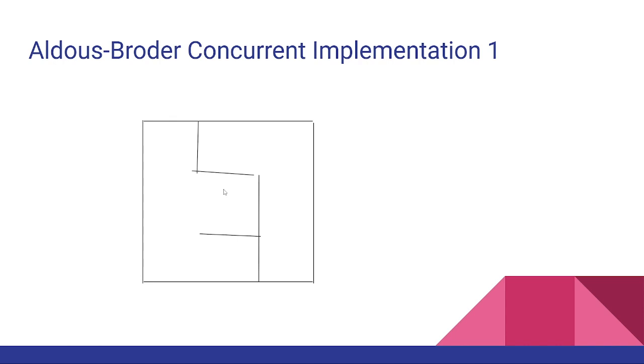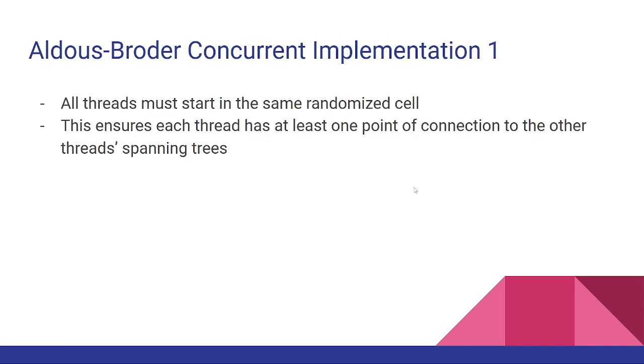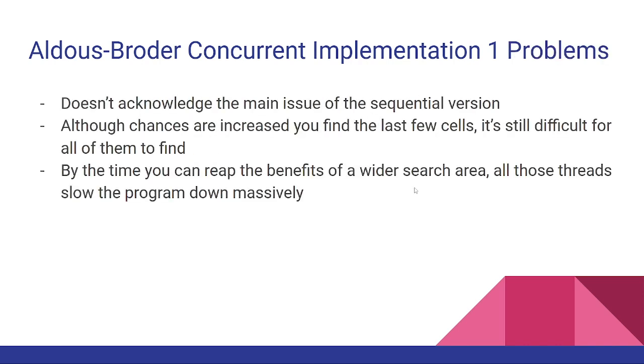Then we can at least guarantee that there's one common point between each and every thread. Now, here's some problems with this algorithm. It doesn't really acknowledge the main issue of the sequential version. There's still points in which each and every thread can't really find the last few cells. Although the chances are increased, it's still difficult to find them all.